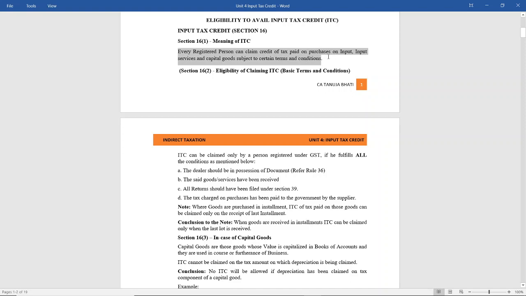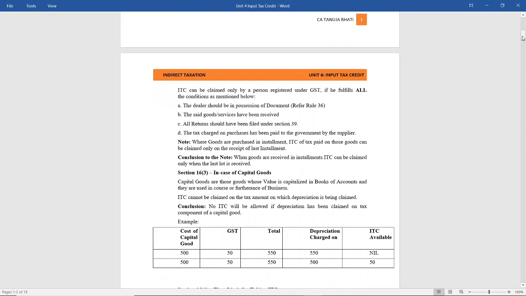Either you are purchasing inputs, you will get the credit. If you're purchasing input services, you'll get the credit. If you're purchasing capital goods, you're going to get the credit. So remember, every registered person is going to get the credit when he has paid tax on either inputs, capital goods, or input services. Now, what are the basic conditions after which he can claim the ITC? There are 4 basic conditions.